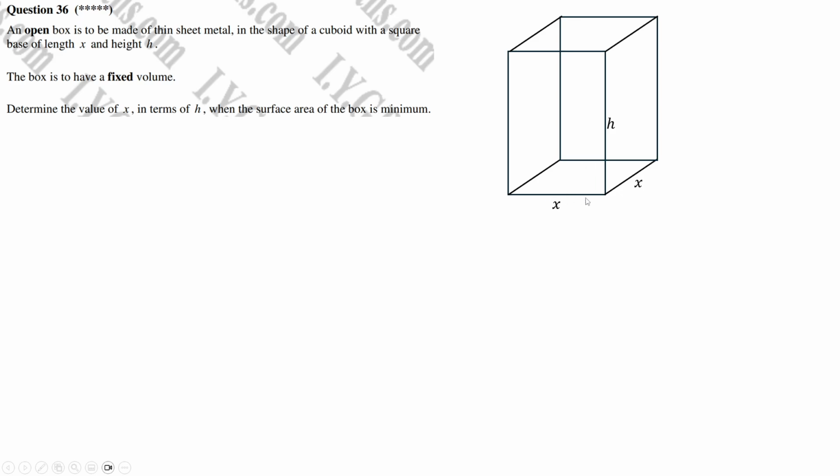So the surface area, we've got xh here, and then we've got that 4 times. So we've got this side here, that side in the back, this side here, and this side here, and then we have x squared and x squared.